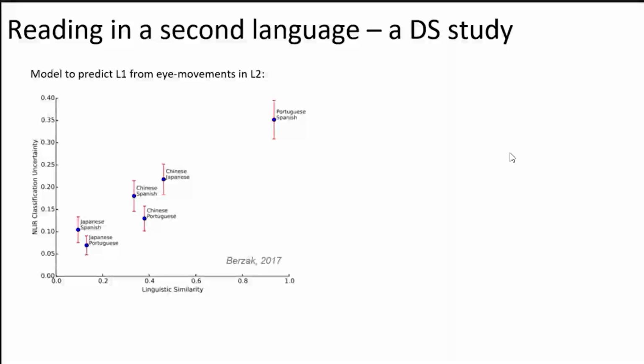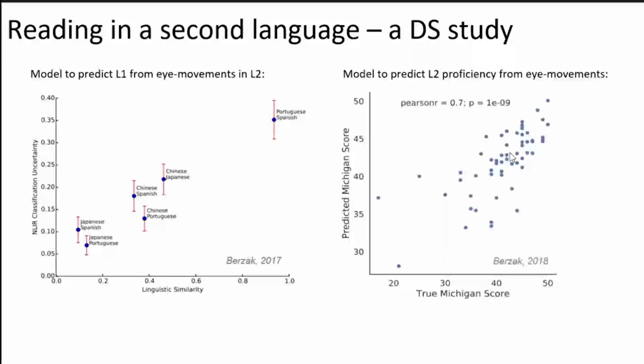And then they also wanted to ask, from the same eye movements, can we use these eye movements in your second language, English, to tell how proficient you are in English? So just from looking at your eye movements when you're reading, the model can tell, much smarter than me, how good you are in English. And they did. They found a very good correlation between their predictions and the actual proficiency.